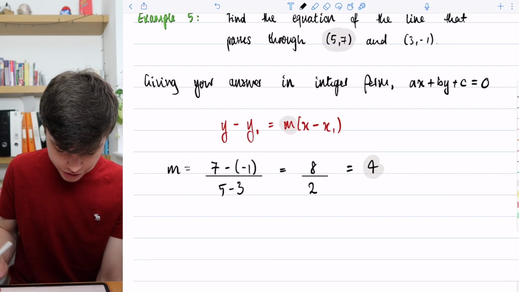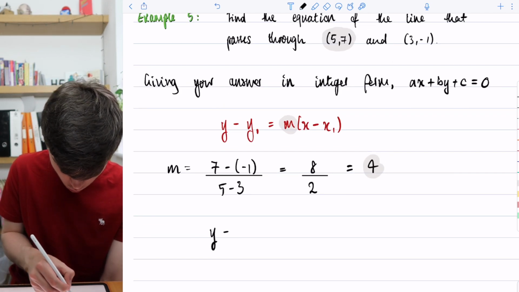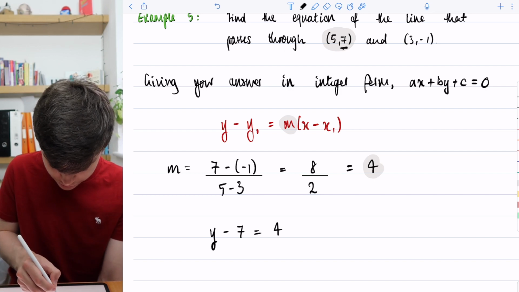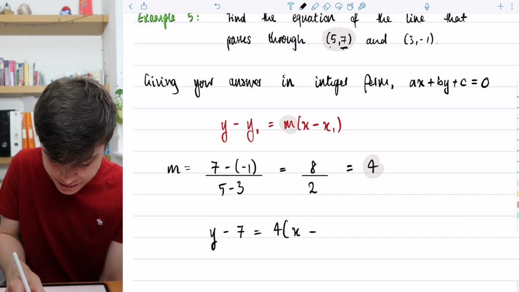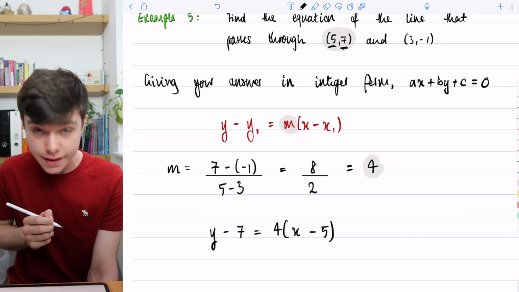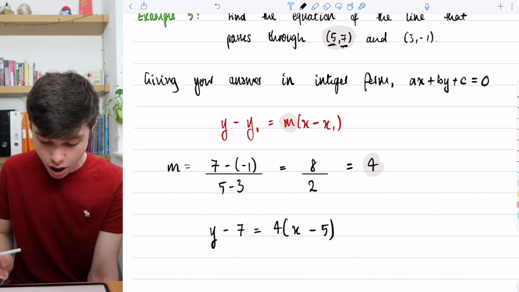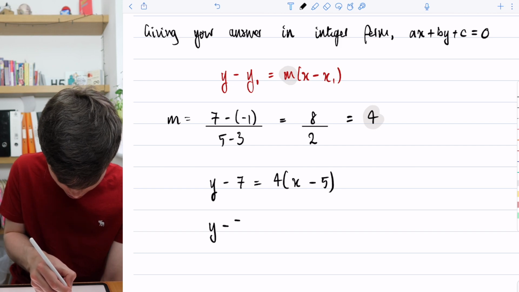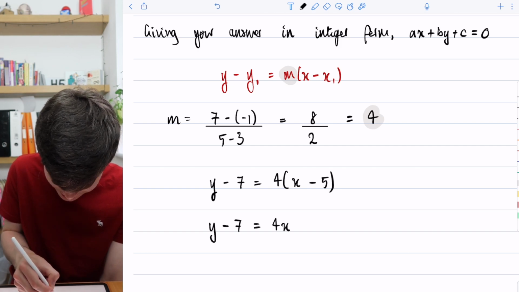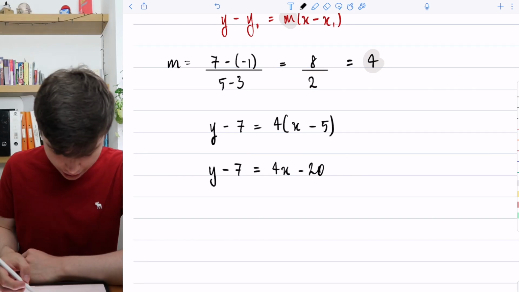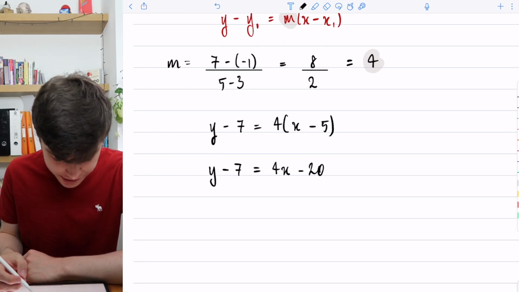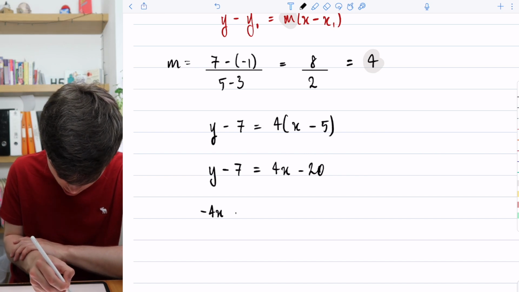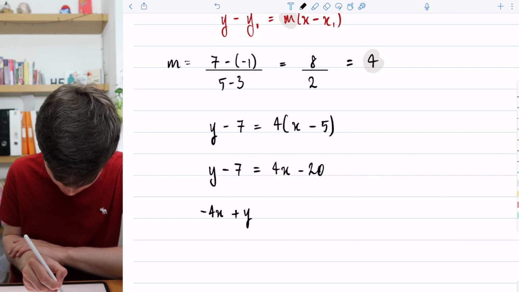Okay, so let's substitute those in. Y minus y1 is 7 from there, equals m, which is 4, times x minus x1. The x point is 5, so minus 5. And we want it in integer form here, so we're going to expand. Y minus 7 is 4x minus 20. And then I'm going to add the 20 to both sides and minus the 4x to give me minus 4x plus y and then plus 13.